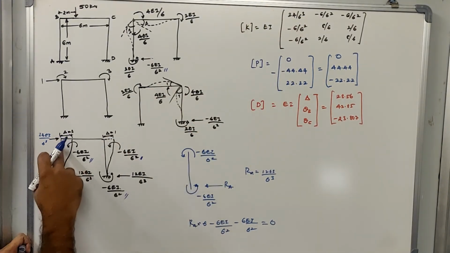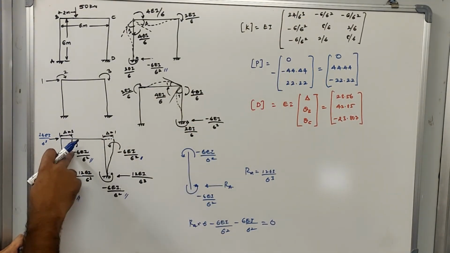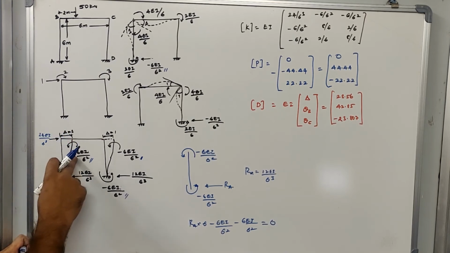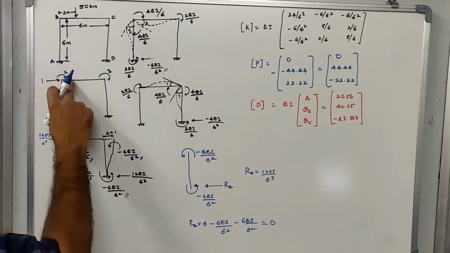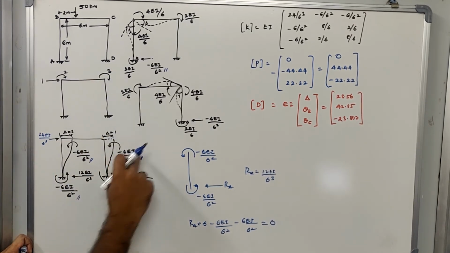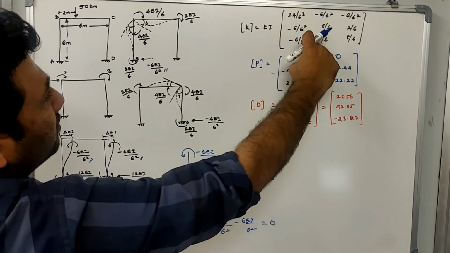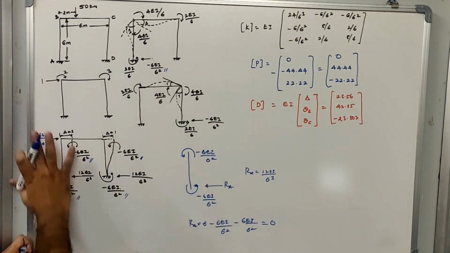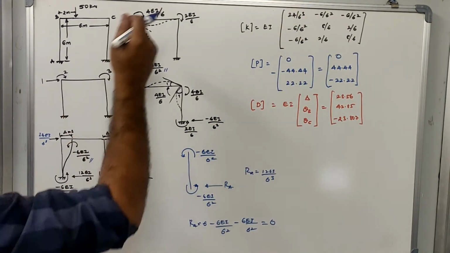Now similarly, what is the moment that is generated because of application of unit displacement? It will be minus 6 EI divided by 6 square at the second coordinate, and similarly at the third coordinate also it is equal to minus 6 EI divided by 6 square. Now this completes my first column. Once you complete the first column, you will go to the second.